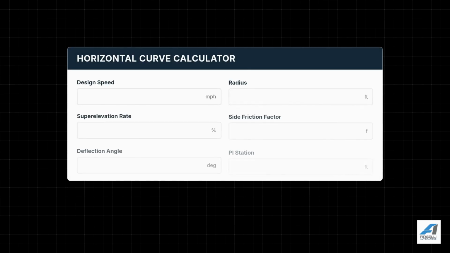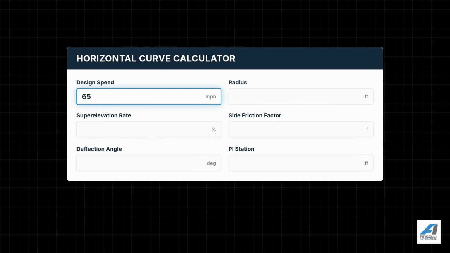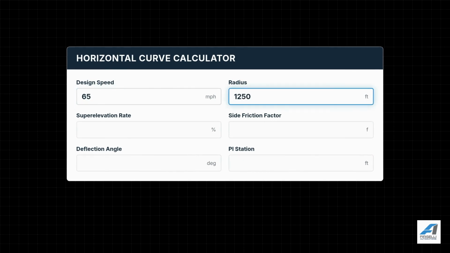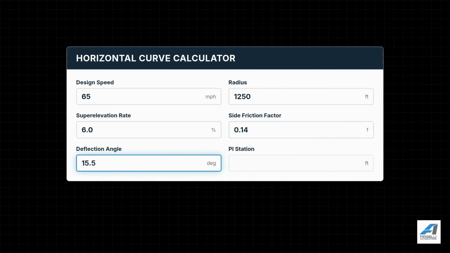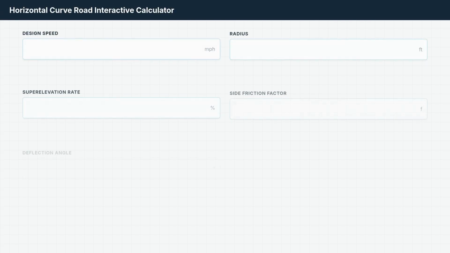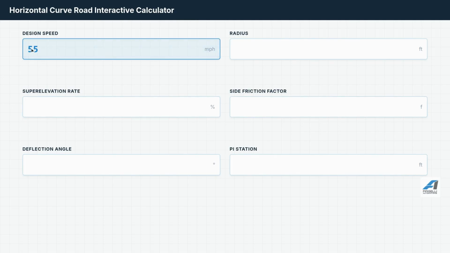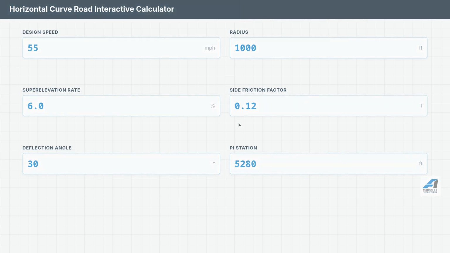Next, we enter design speed in miles per hour, radius in feet, superelevation rate as a percentage, side friction factor, deflection angle in degrees, and PI station in feet. For our example, I'll enter design speed 55 miles per hour, radius 1,000 feet, superelevation rate 6.0%, side friction factor 0.12, deflection angle 30 degrees, and PI station 5280 feet.